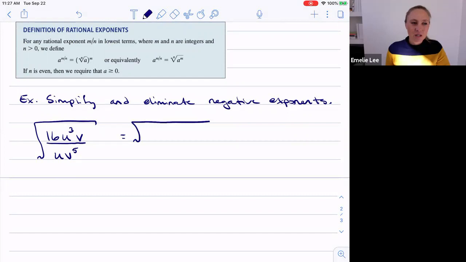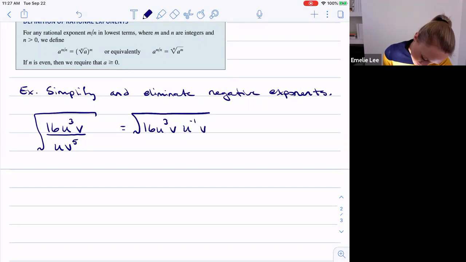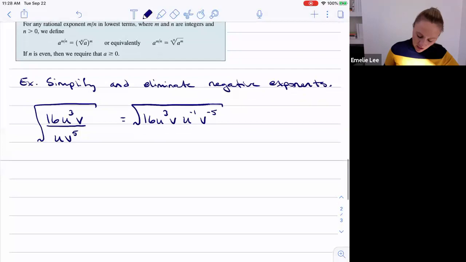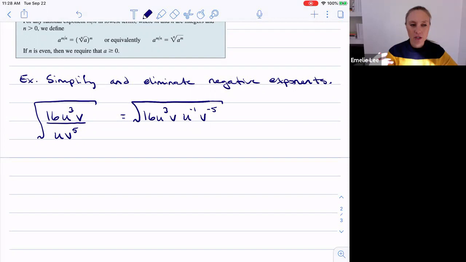So what I'm going to do is I'm going to be writing everything on the same level, right? So I'm bringing the u v to the 5th up to the numerator. So I've got 16 times u to the 3 times v, times u to the negative 1 times v to the negative 5, right? So that's why we had to be able to deal with those negative exponents and bringing them up and kind of simplifying. So that's where we started. But notice that everything's now on the same playing field, so I'm not dealing with that fraction anymore. So now I can combine these like bases, right? I've got u to the 3 times u to the negative 1. So how I know those exponents behave is they're just going to add up.